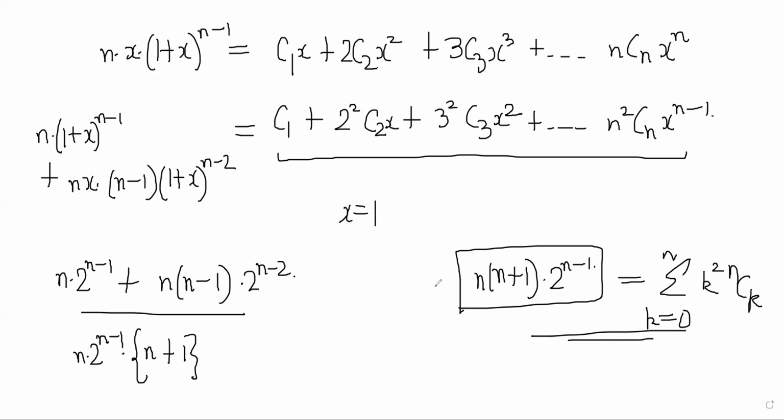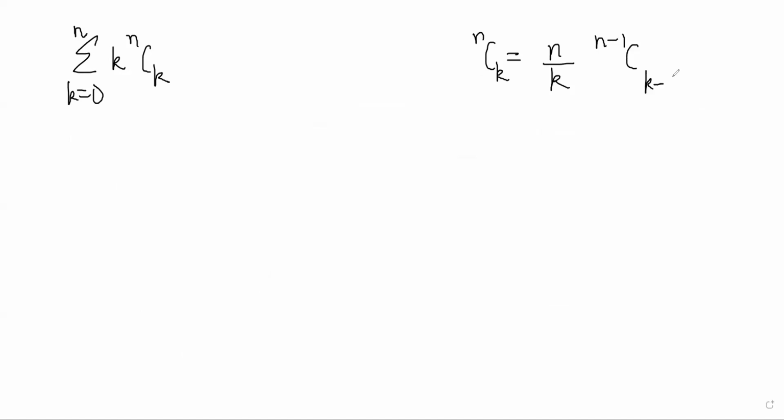So we have done both of the problems by differentiating, but what I wanted to actually show you was not using differentiation, but using our summation formulas. So summation k times nck, k goes from 0 to n. Now what you can do here is use formula 8. What was formula 8? It was nck is equal to n by k, n minus 1 c k minus 1. So therefore, k times nck is equal to n times n minus 1 c k minus 1, right?